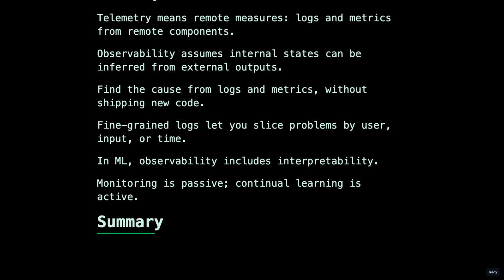Production failure is the main theme here. What breaks after deployment, why it breaks, and how to notice it early enough to respond well.